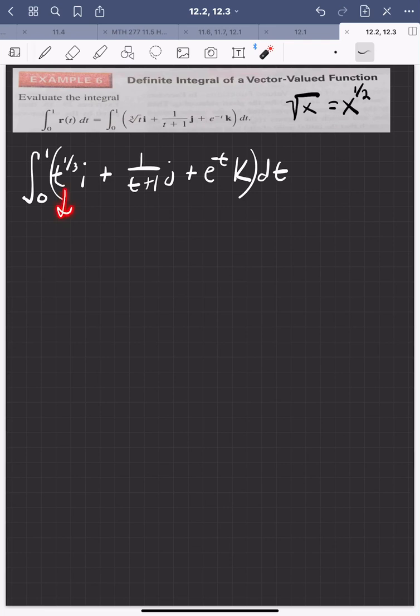All right, let's go ahead. We're going to go component by component. We don't have to worry about our constant of integration because those are going to cancel out when we use the fundamental theorem of calculus. So let's just go ahead and, without a lot of elaboration, set this up. So component by component, what do we got? Integrating t to the 1/3, this would be 3/4 t to the power of 4/3 from 0 to 1. That's in the i direction.